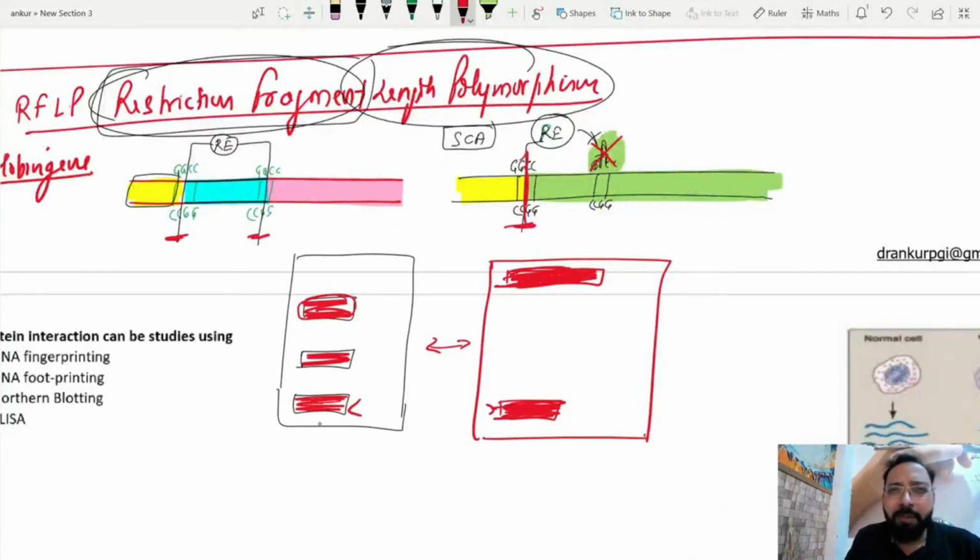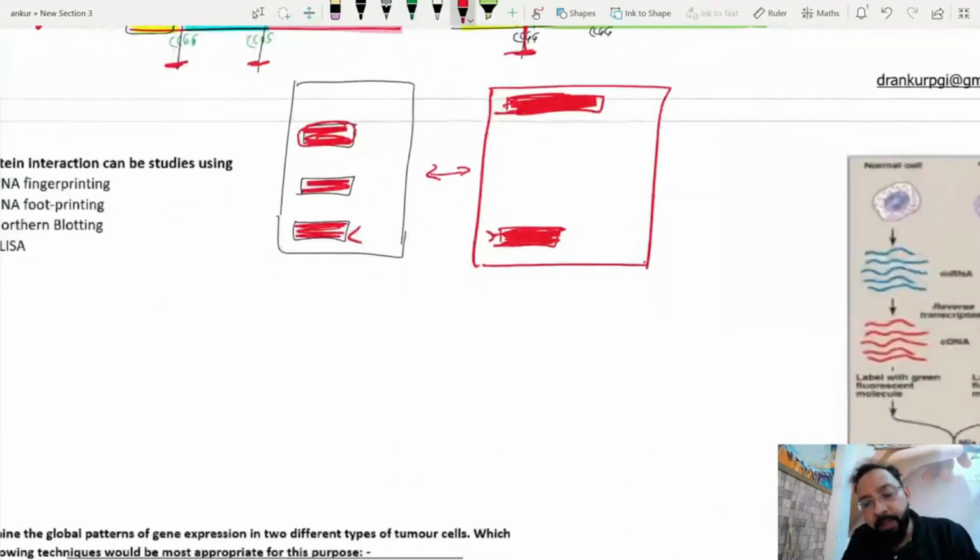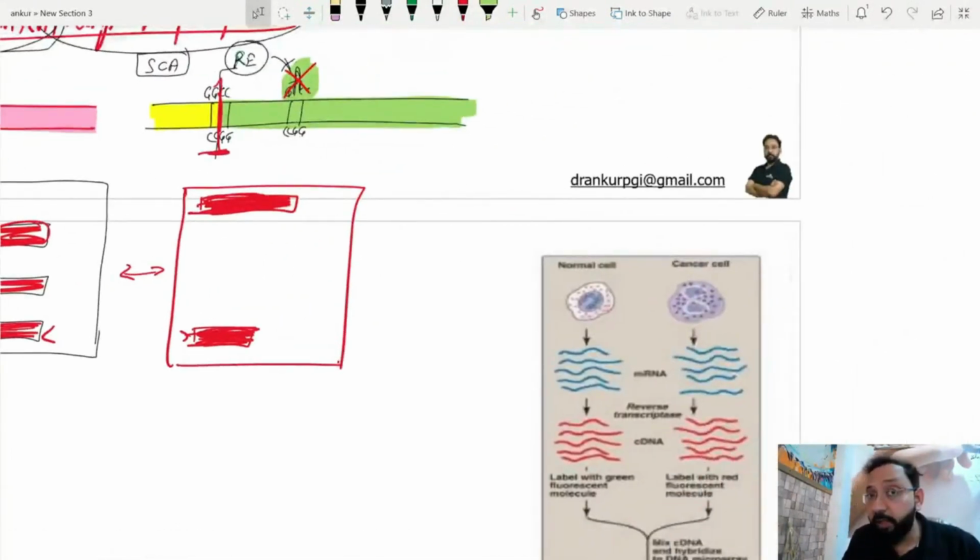So it's very simple. Whenever you want to diagnose sickle cell anemia, we take the sample, the beta globin gene, restriction endonuclease, and electrophoresis: three bands is normal, two bands is sickle cell anemia.